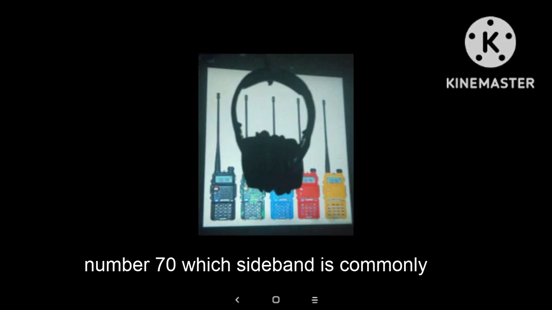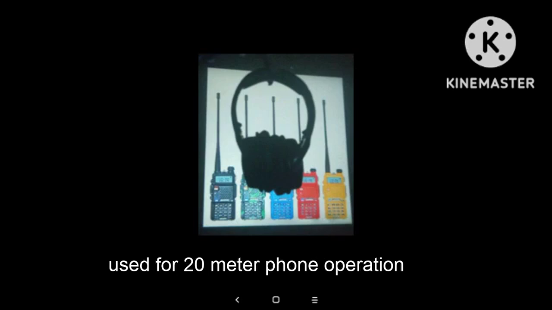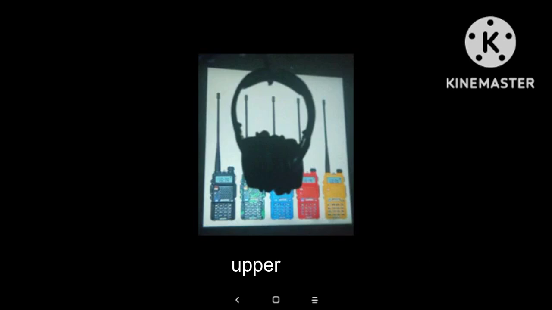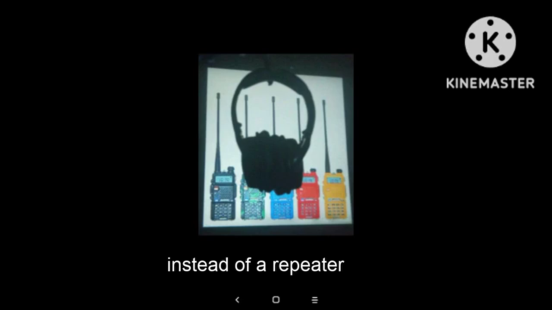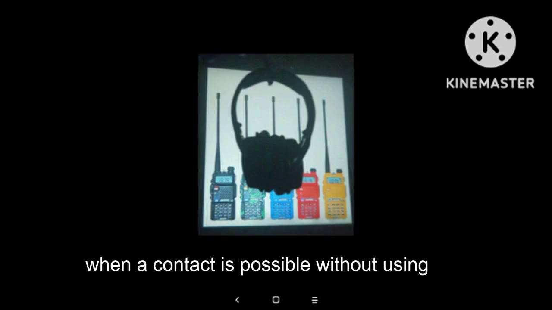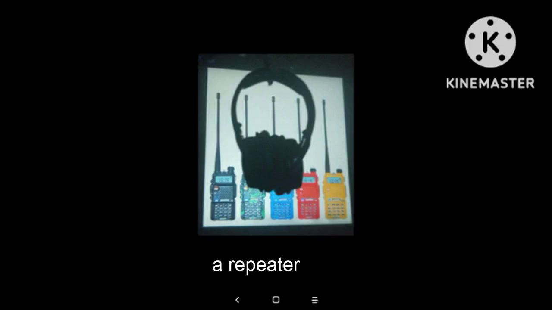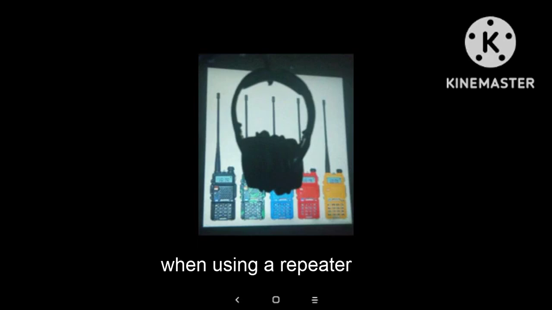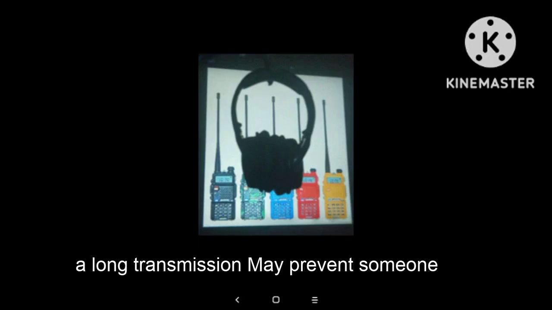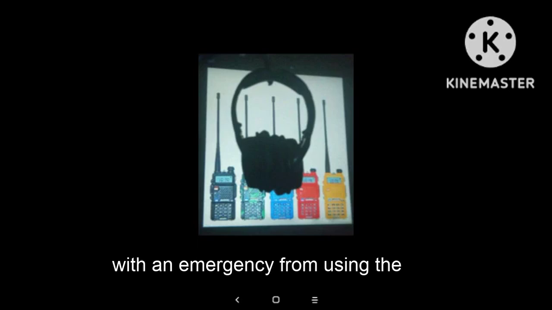Number 70. Which sideband is commonly used for 20-meter phone operation? Upper. Number 71. When should you use simplex operation instead of a repeater? When a contact is possible without using a repeater. Number 72. Why should you keep transmission short when using a repeater? A long transmission may prevent someone with an emergency from using the repeater.